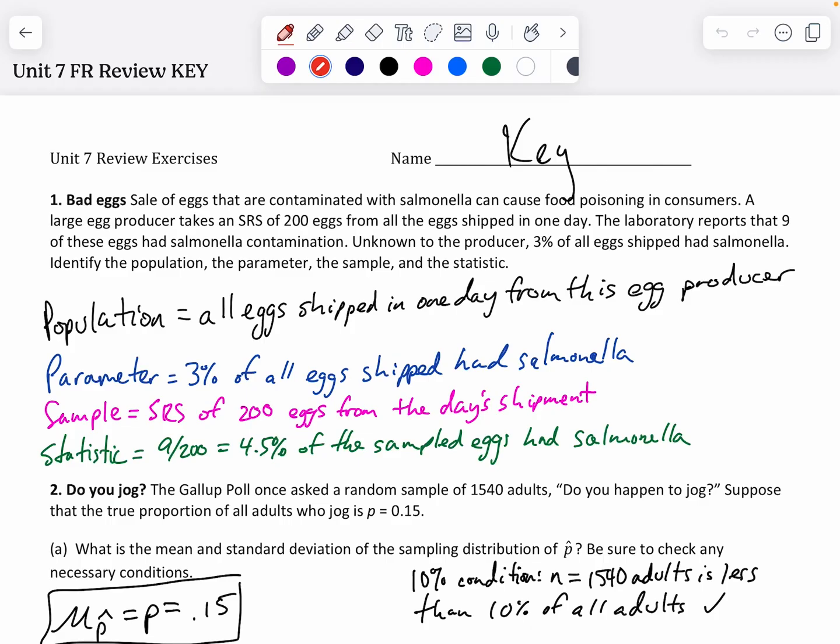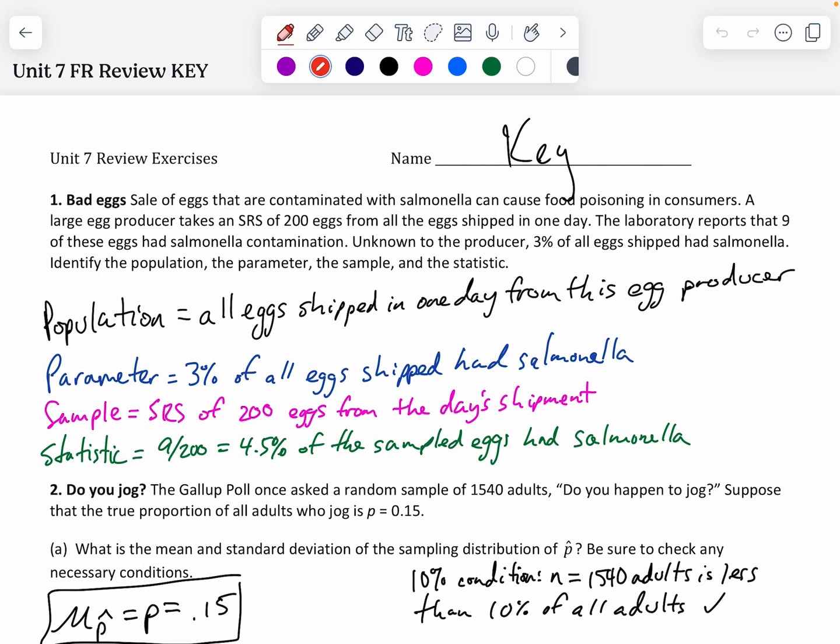Identify those things. So population is, who is it that you're talking about? What are you talking about? Who's the population? Who's everybody? We're talking about all of the eggs that are being shipped on this one day from the egg producer. That's who we're talking about, right? We want to know something about all the eggs. Parameter, which also starts with P, defines a population. Remember, P for population, P for parameter.